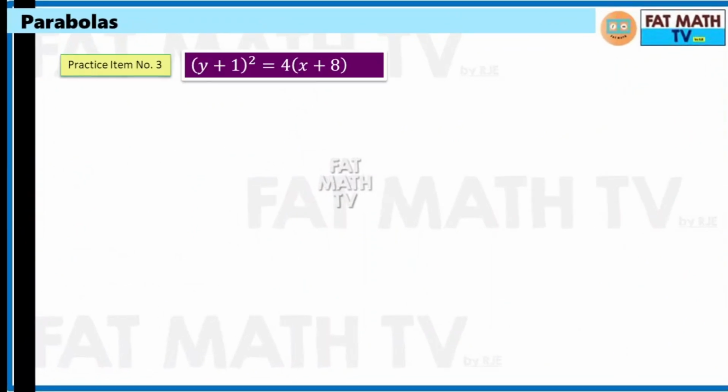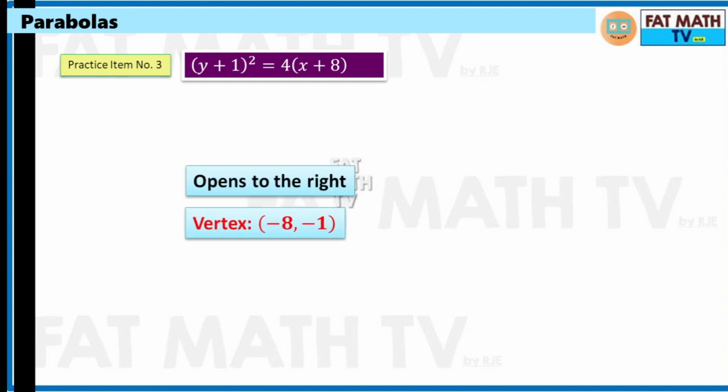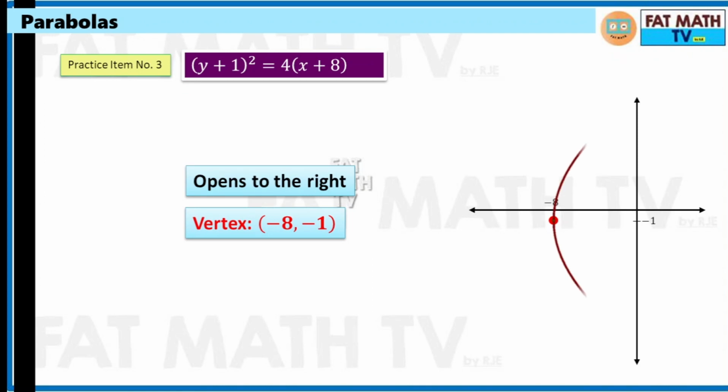For number 3, y plus 1 squared equals 4 times x plus 8. So that opens to the right because y is squared and positive on the right side. Vertex negative 8, negative 1. So that's on the third quadrant. And then it opens to the right, so we have that one.